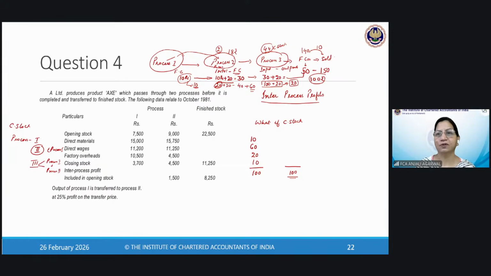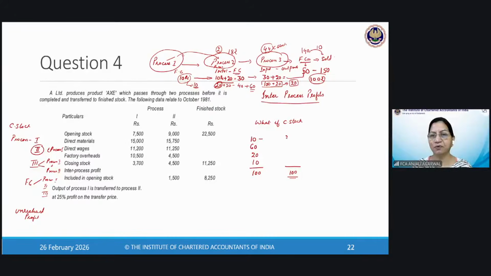If the finished goods account also is not able to sell everything, then the closing stock which is lying in the finished goods will have an inter-process profit of process 1, process 2, process 3, all the three. So this becomes unrealized profits. It gets blocked. So if that is the scenario, even if you look at the total profits, this total profit will not be 100, it will be something less.